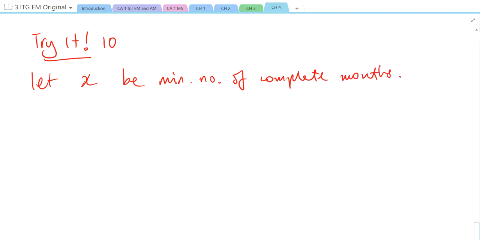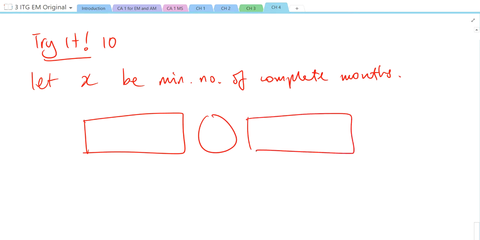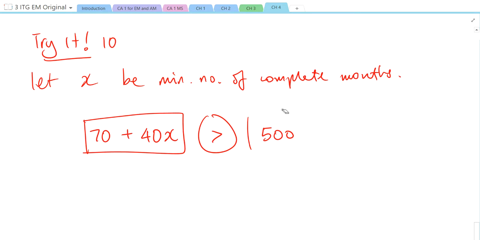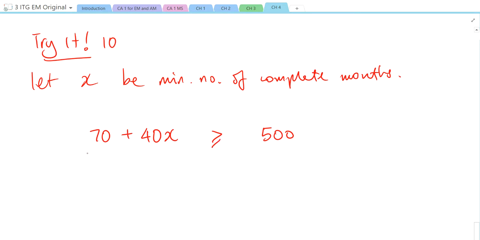Now I need to form, instead of an equation, an inequality. So an inequality will look like this. Can you fill in the blanks? Left side, right side, inequality. What do we put in? 70 plus 40x greater than 500, more than 500. Is that all? More than or equal to? Did it say more than or equal to, or more than? Be very careful.